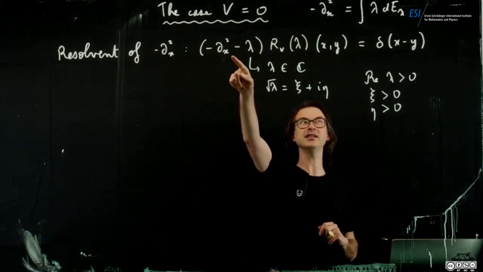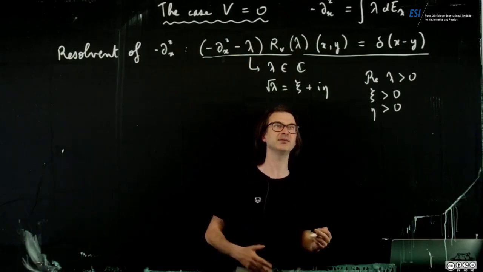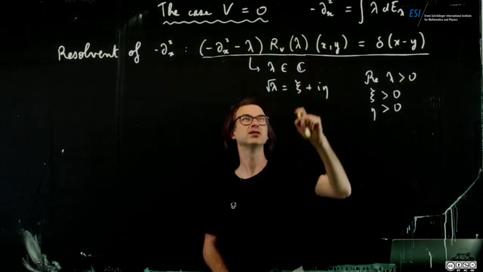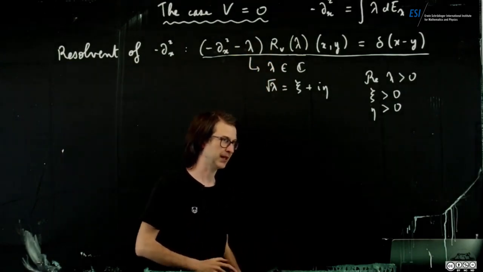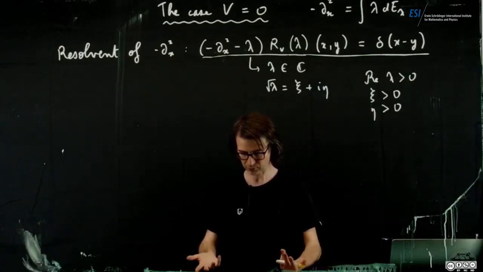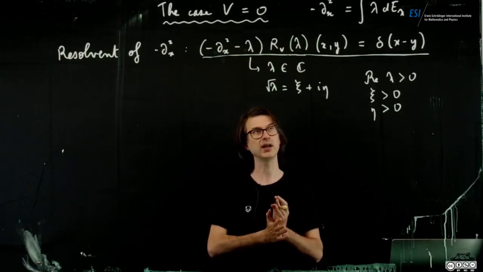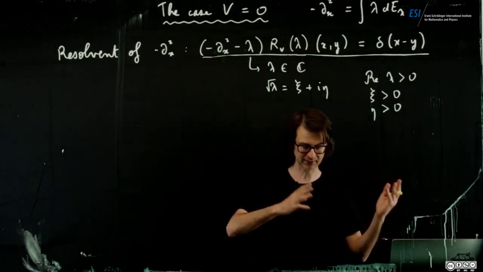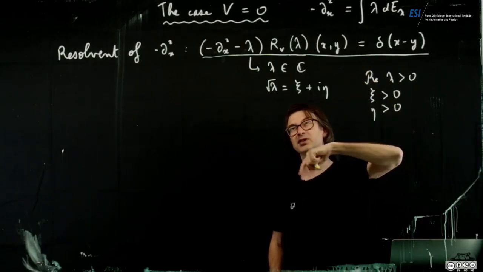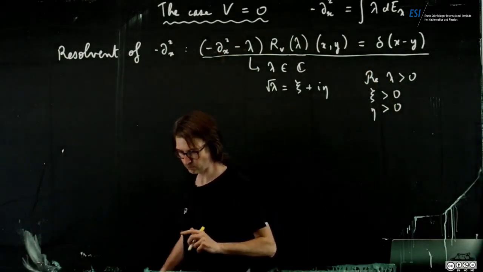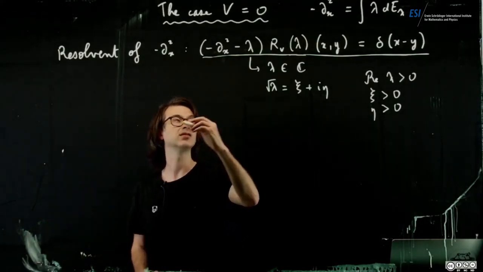Okay, so it's very easy to solve this equation here. If x and y are different, then we're just looking at a solution of minus dx squared minus lambda applied to a function equal zero. And we know the solutions are given by complex exponentials. So you have a complex exponential for x different from y. And at x equals y, you need to match the left-hand side and the right-hand side so as to get this delta as a result. So delta is the jump in the first derivative, because on the left-hand side you have dx squared. Okay, so that's a computation that you can do. And what you find is that R, so there is no V here, it's R0.